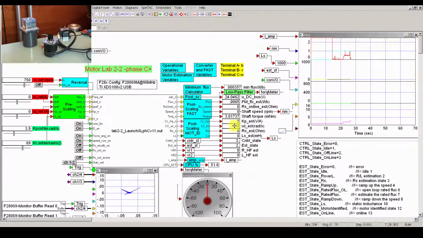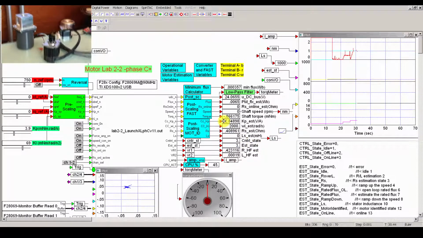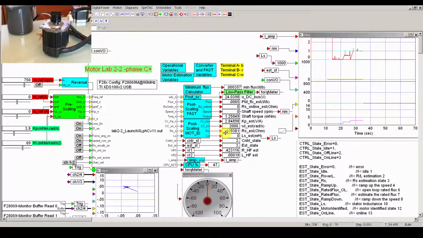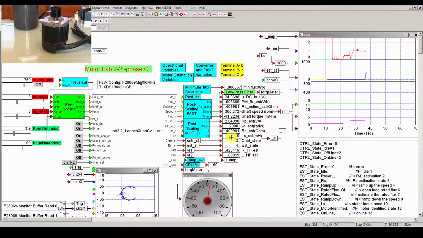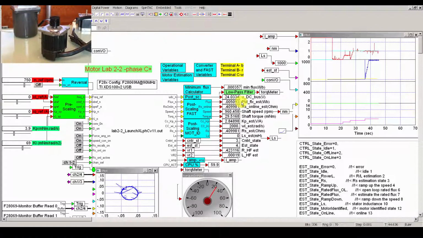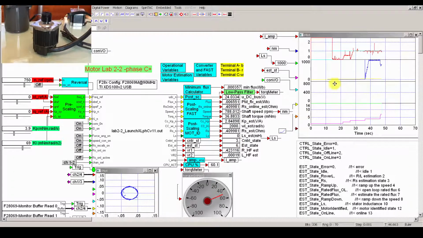the identification process. And it identifies the gains for the current controls, it identifies the resistance of the machine, which is happening here. And then it will speed the machine up, ramp up, and identify the flux of the machine, which is happening here, at this level. We're now at stage 4.